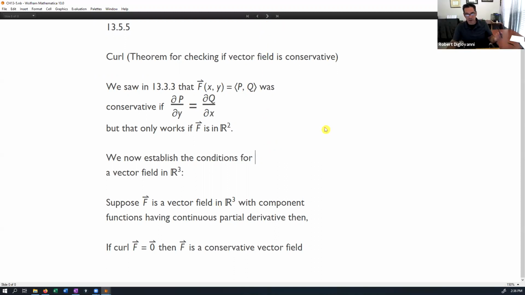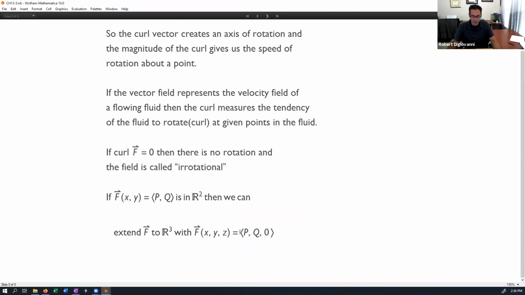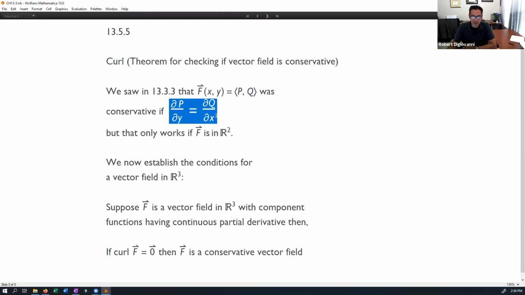Now, you can check for yourself that if you take this vector field, P, Q, 0, and you do the curl on it, you will actually get that to be true. And that's why for 2-dimensional vector fields, this is what we checked earlier. I think it's worth doing.